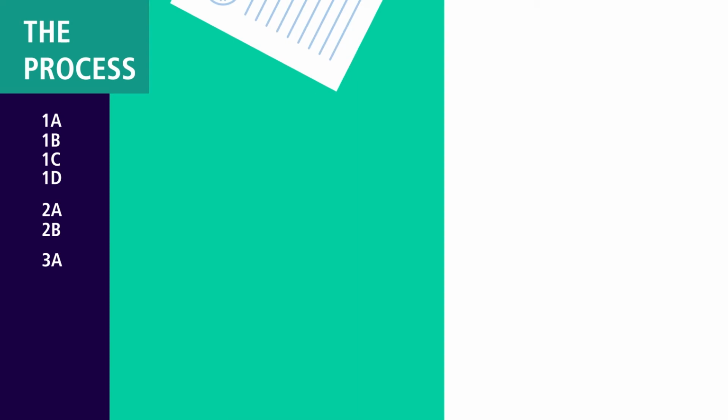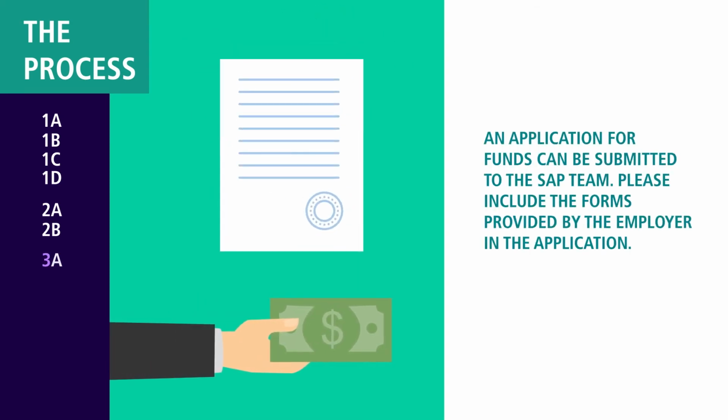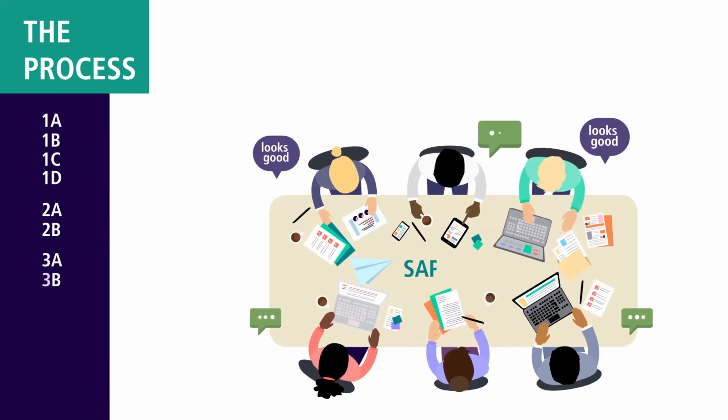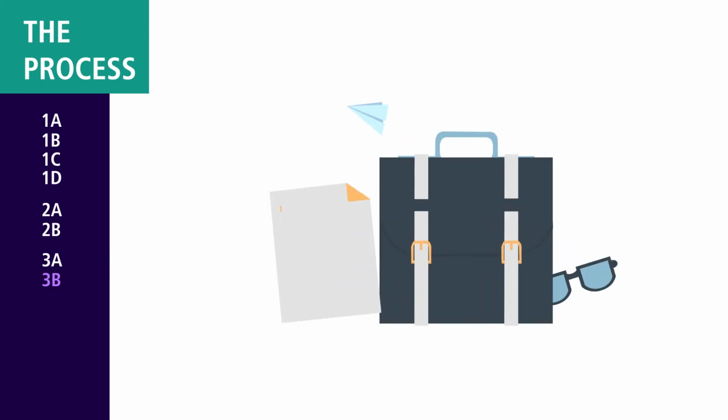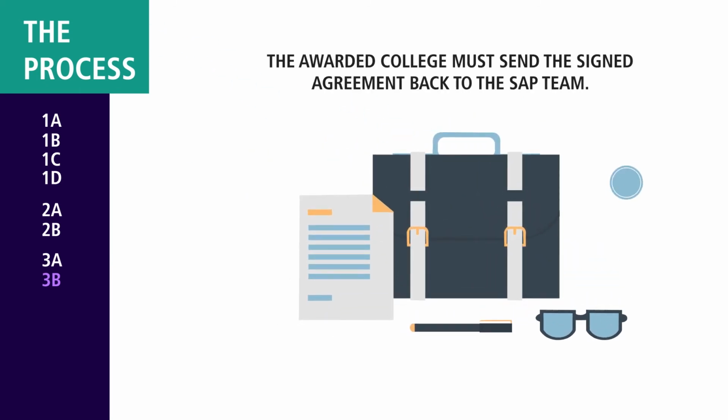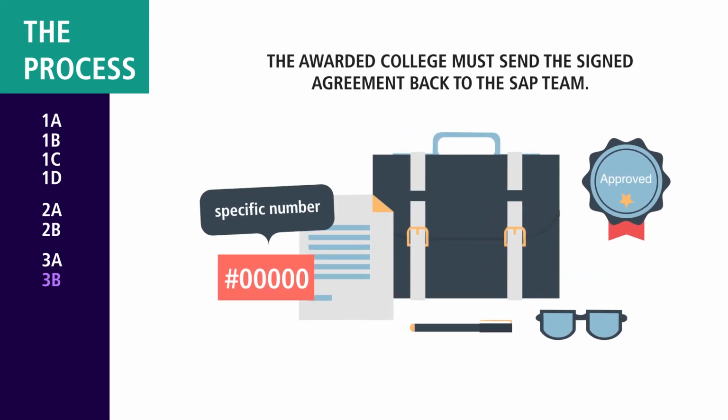Now, an application for funds can be submitted to the SAP team. Please include the forms provided by the employer in the application. The SAP team will review the application, and once approved, an agreement and letter of approval will be provided. The awarded college must send the signed agreement back to the SAP team. Keep in mind that the agreement number is only specific to the approved application.